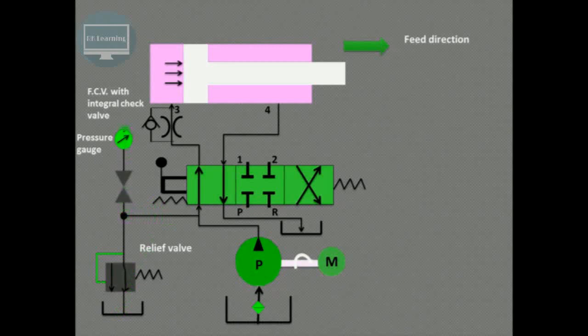Then this is the pressure gauge which indicates the pressure, and this is the shut-off valve as shown over here.